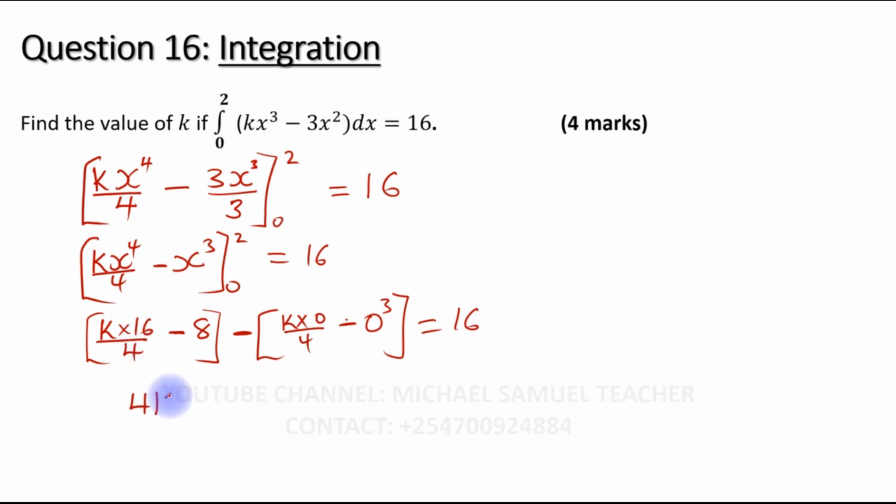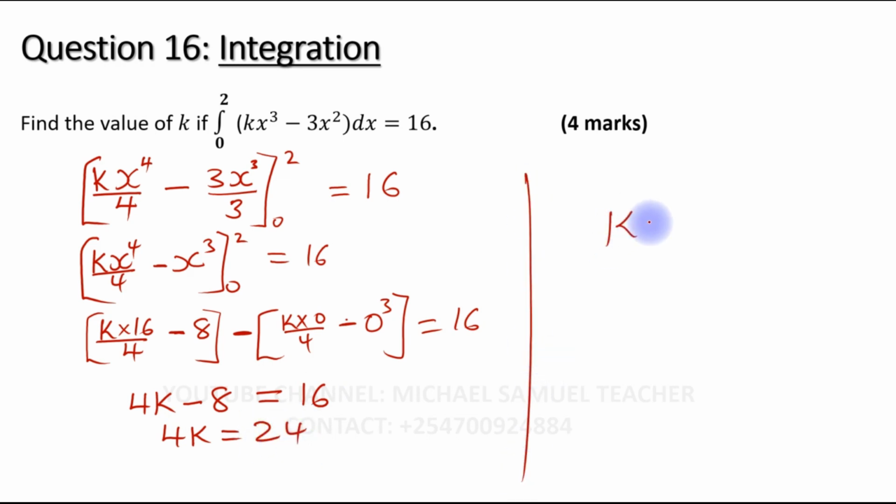So 4k minus 8 minus 0 is equal to 16. Therefore 4k is equal to 16 plus 8, 24. And therefore k will be 24 divided by 4, which is 6. So the value of k is 6. That is the end of section A or section 1.